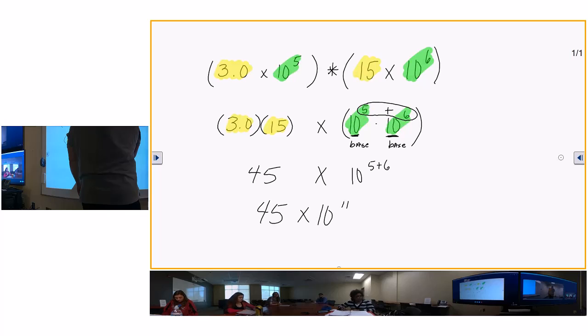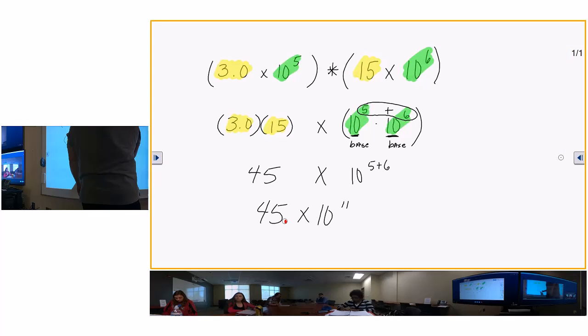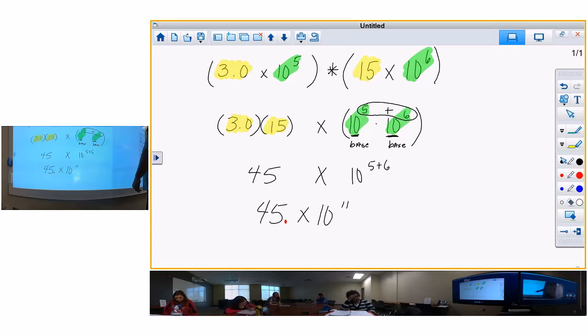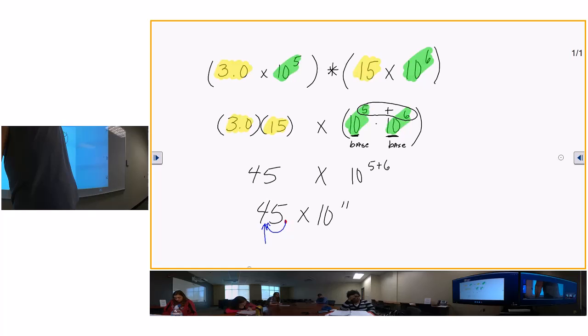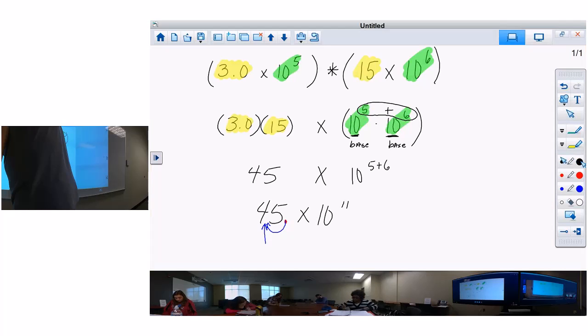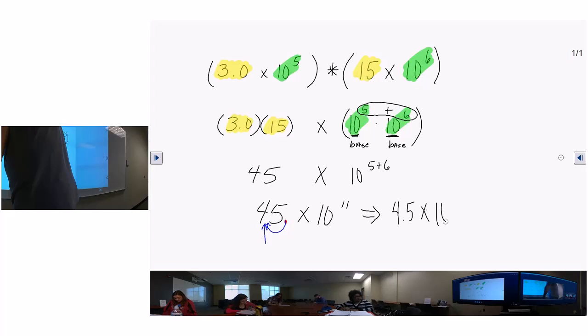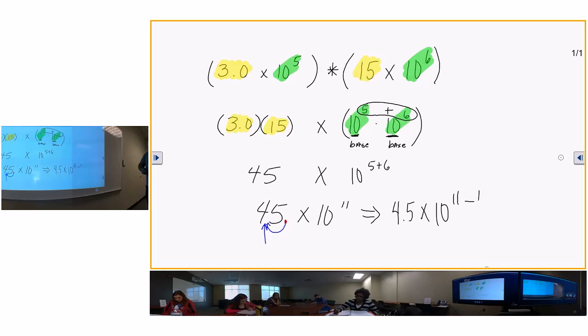Because it's not in scientific notation. Why is it not in scientific notation? Because the decimal is right here, and it needs to be where? Beside the 4. It needs to be beside the 4 because of our definition. That's where it needs to be. So we got to move it one place. So I'm going to go, yields 4.5 times 10 to the 11 plus 1. I moved it one place, didn't I?